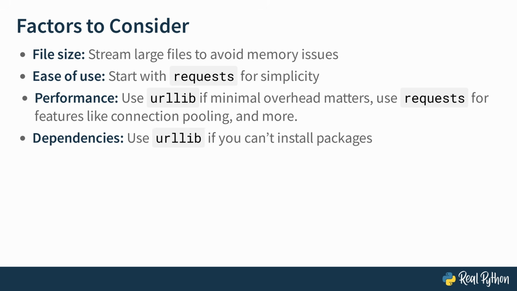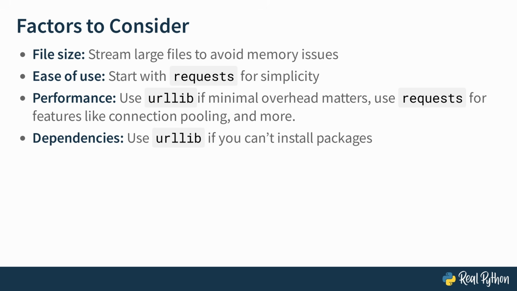Third is performance. urllib can sometimes be slightly faster for very basic tasks because it has less overhead. But requests offers connection pooling, which speeds up multiple downloads from the same server. Finally, consider dependencies. If you are writing a script for a system where you don't have permission to install packages, urllib is the safer, more portable bet.